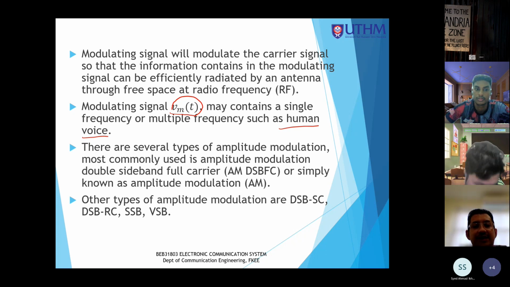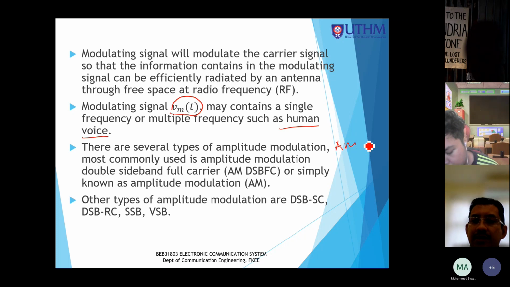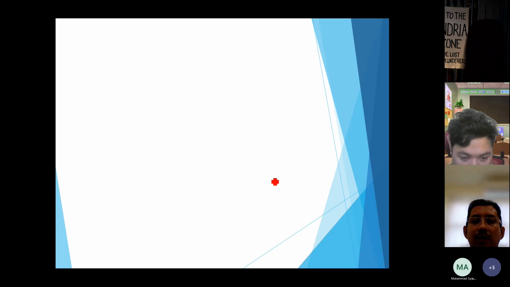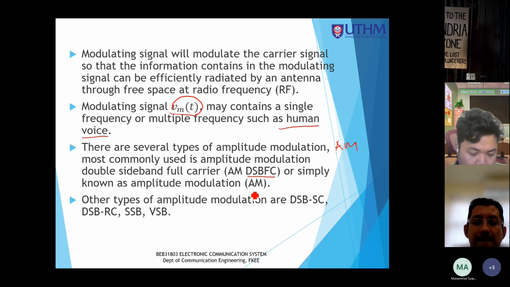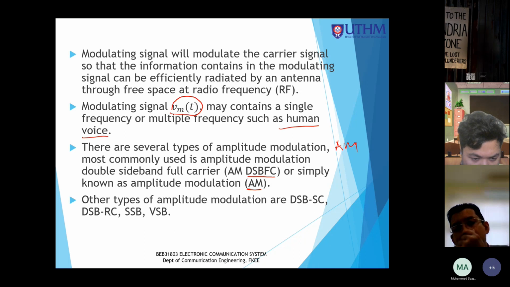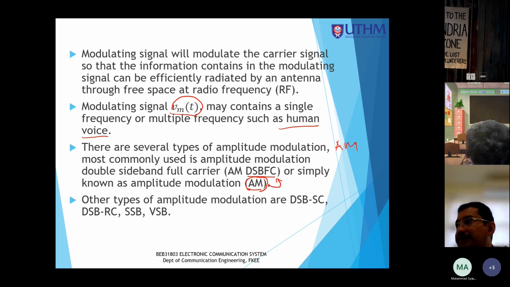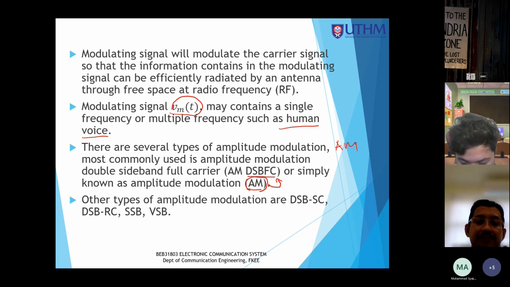Okay, so there are several types of AM. Okay, AM ni dia ada banyak ahli keluarga dia. Okay, salah satunya adalah double sideband full carrier. Okay, AM double sideband full carrier, or simply known as AM. Okay, so dalam nota kamu apabila disebut sebagai AM, dia sebenarnya merujuk kepada double sideband full carrier.